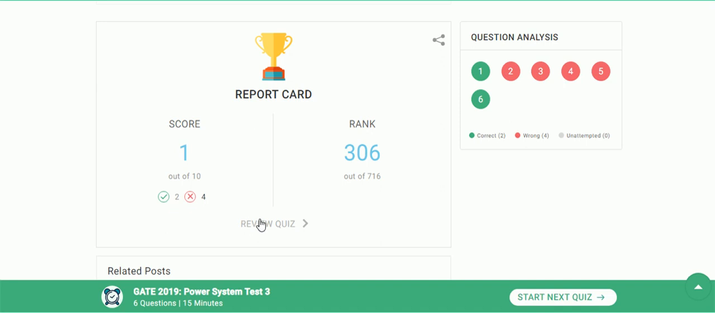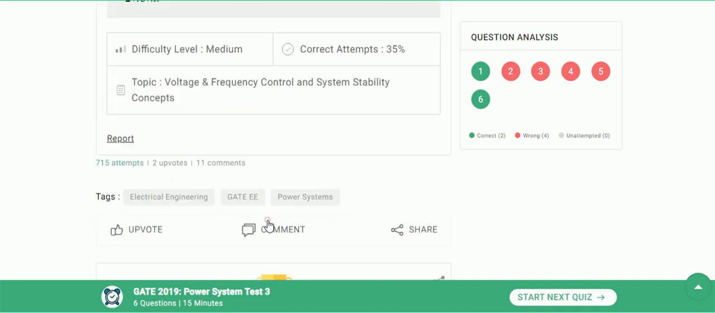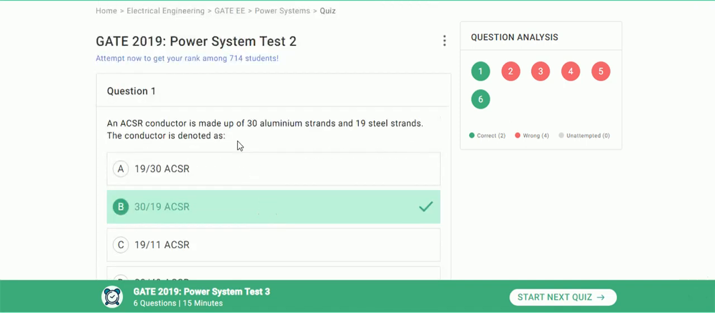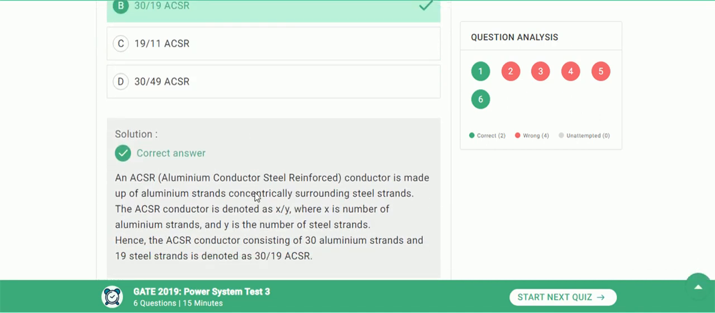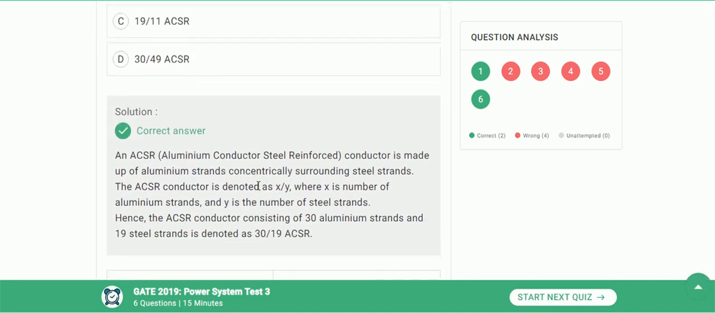So we'll go for the quiz answers. Here is the question. An ACSR conductor is made of 30 aluminum strands and 19 steel strands. The conductor is denoted by 30 by 19 ACSR. So this one is the solution.